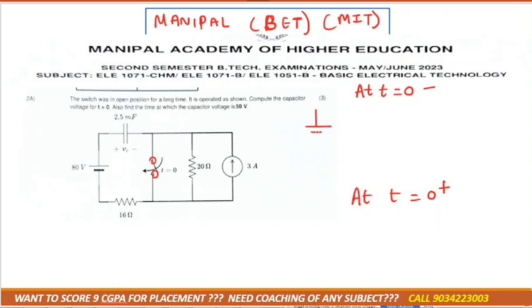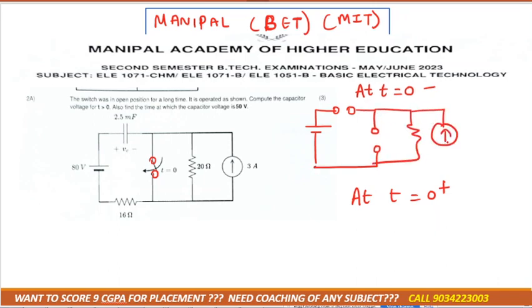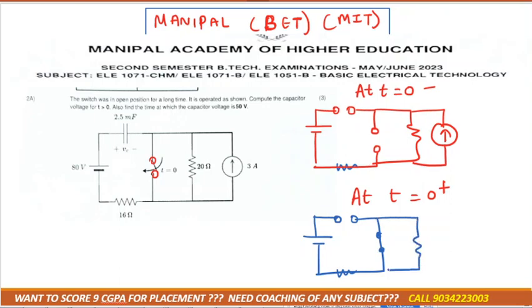I'm redrawing the diagram. Capacitor will behave as an open circuit. The circuit is open and the resistor is there and the current source. Okay, clear? Now at t equal to 0 plus, the diagram is like we'll show the voltage source. Capacitor again will be open circuit. This time the switch is closed, so I close the switch also there, and then resistor and then current.